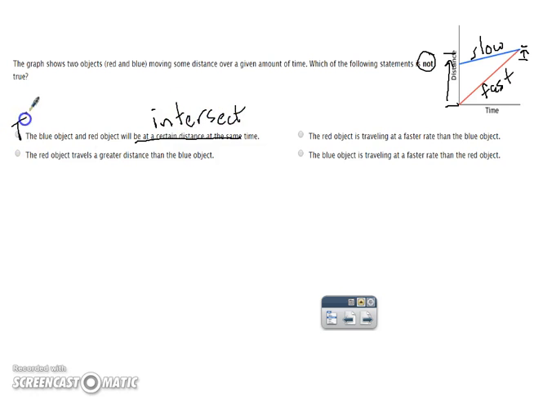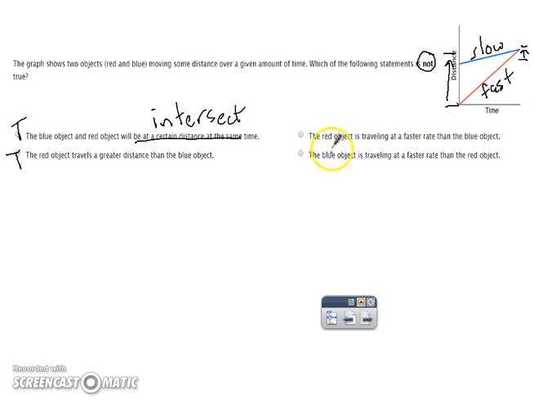And that is true. They intersect right here. In other words, the red line catches up. Then the red object travels a greater distance. Yes, that is true because it starts at 0 and goes all the way up here to catch up. So he has to travel a greater distance. This is true. The red object is traveling.